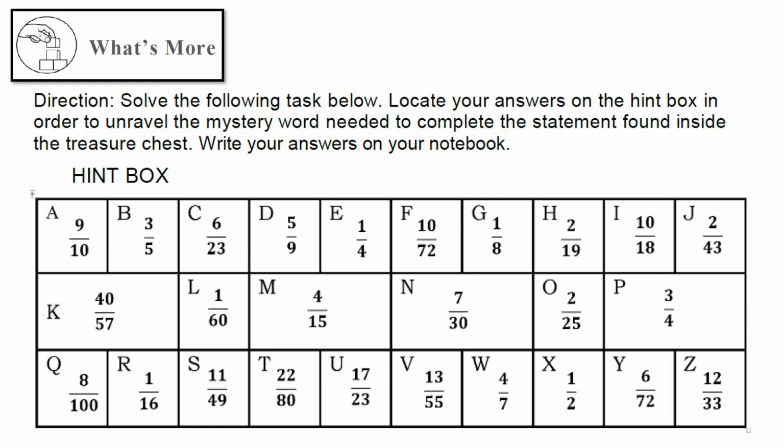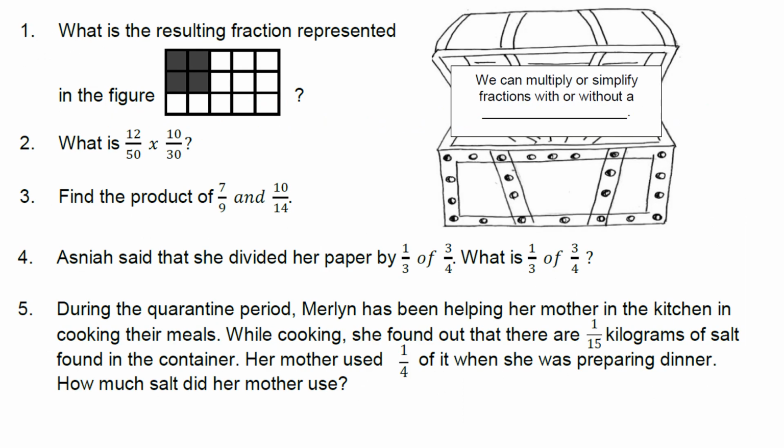Hanapin nyo ang every letter. Example, ang answer is 9/10. So, gagamitin mo si A at isusulat mo sa treasure box hanggang makita natin kung ano ang word na hinahanap niya. So, ito na si treasure box. We can multiply or simplify fraction with or without A. So, meron tayong hahanapin na word or words. So, para mahanap natin, kailangan nating sagutan ang mga tanong at hanapin ninyo ang sagot doon sa ating alphabet kanina.